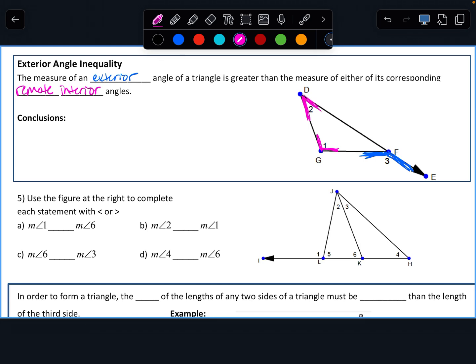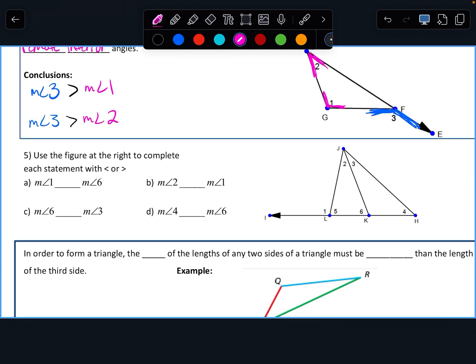All right, here we go. So you guys remember how you take 1 and 2, add them, you get 3, right? This theorem is, I think, kind of goofy. It's just saying that the measure of angle 3 is going to be greater than the measure of angle 1, and the measure of angle 3 is going to be greater than the measure of angle 2. Like the exterior angle is going to be bigger than the other remote interiors. Exactly. That's the theorem.